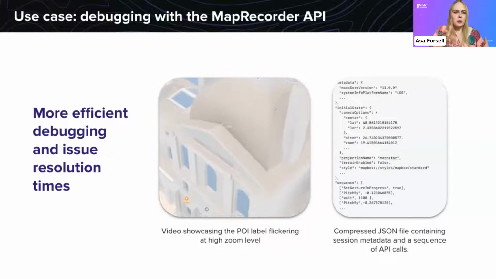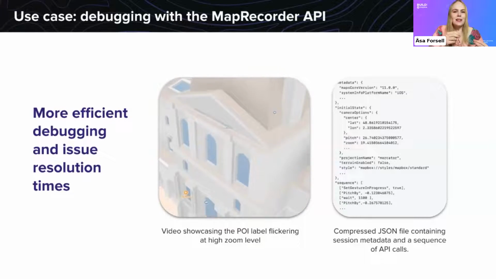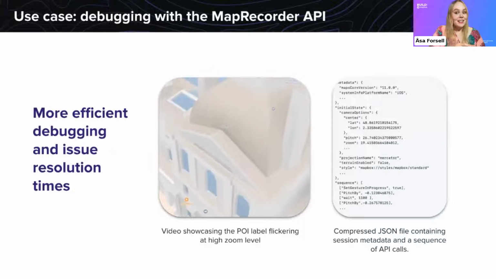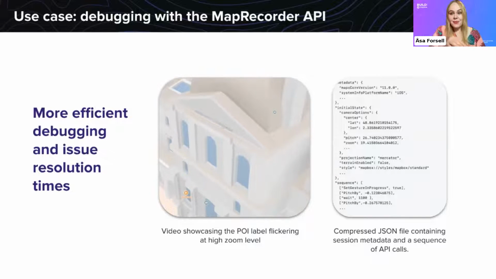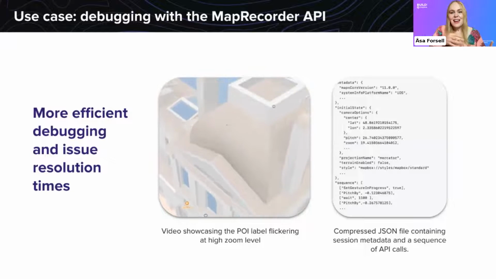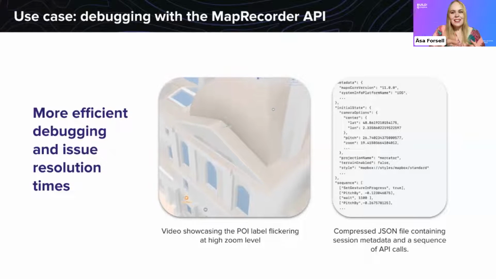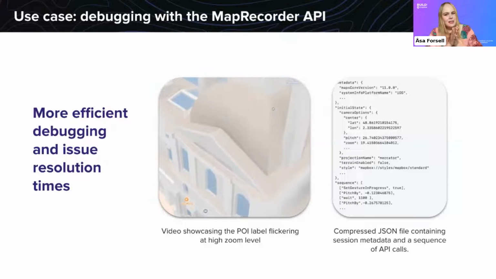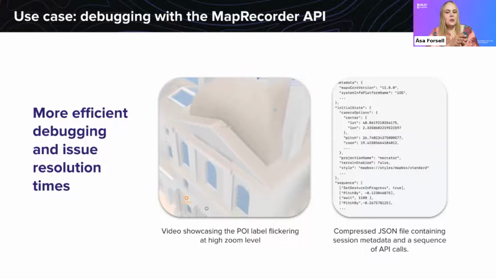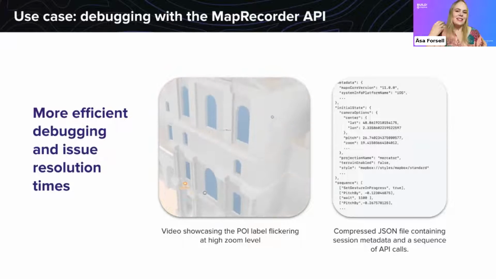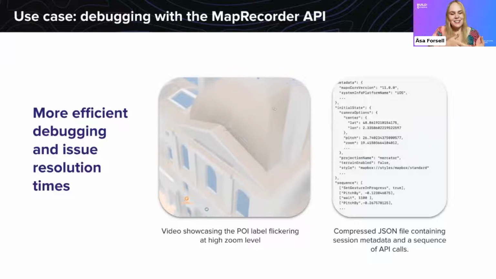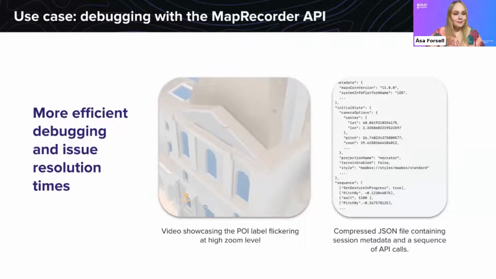It allows you to record the map session and automatically capture essential details like device type, styles, runtime changes, and camera movements. And the output of this recording will be a compressed JSON file that contains all of the session metadata that you're expecting and the sequence of the API calls, which makes reproducing bugs a lot faster and also aids with the debugging.